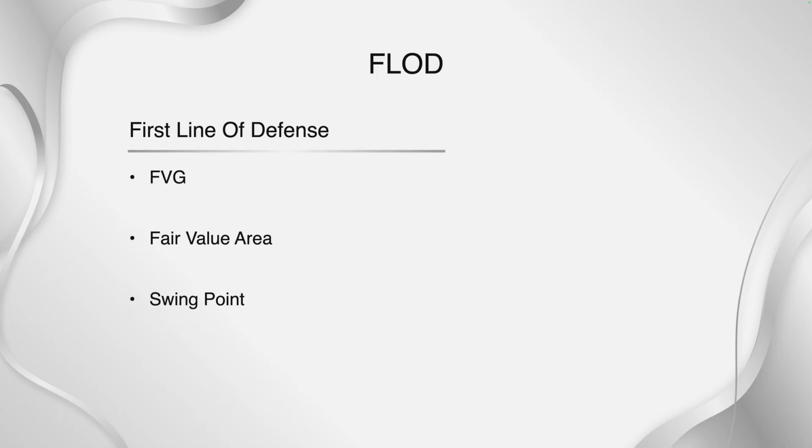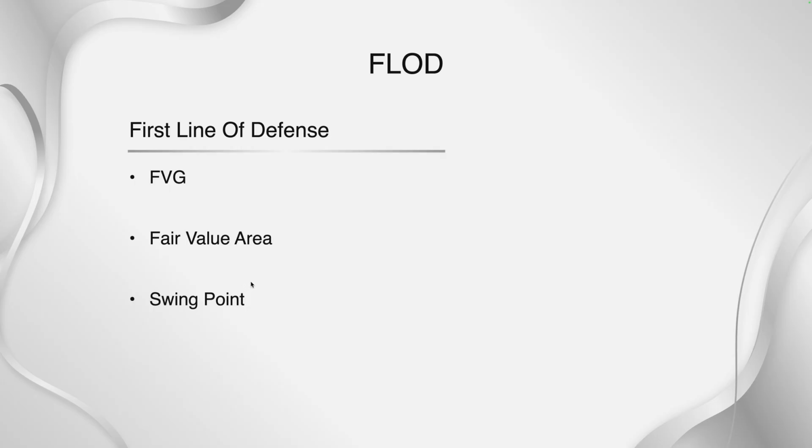So when we have a first line of defense being a swing point, that's the lowest probability thing for price to actually create. The highest probability is a fair value gap. After that, a little bit lower probability, but still in some conditions high probability, is going to be a fair value area. After that, the lowest probability is going to be just a singular swing point right there.